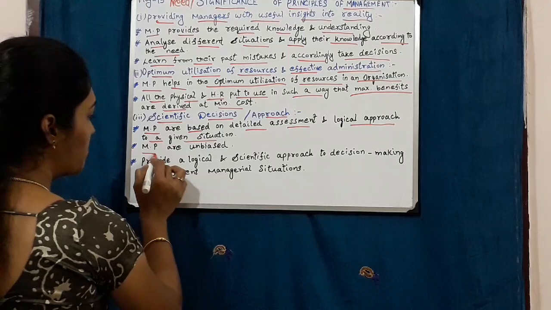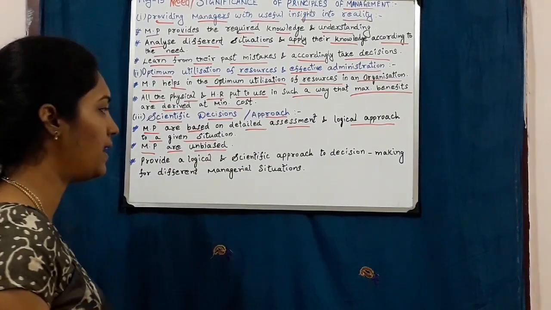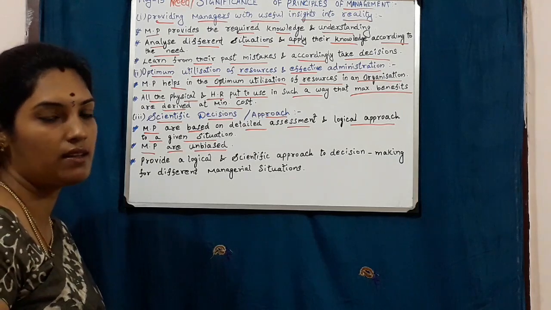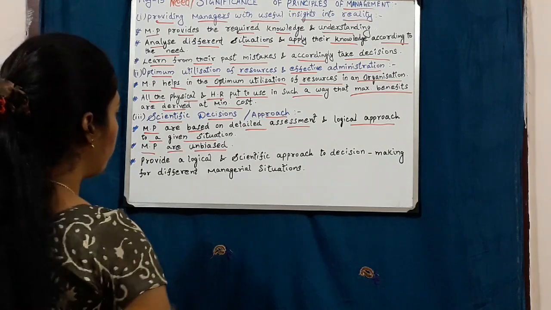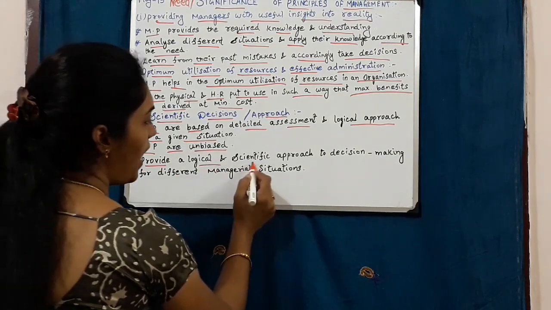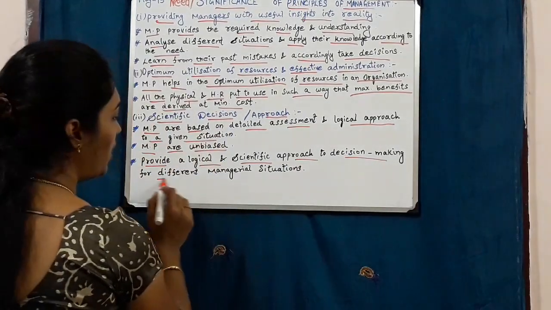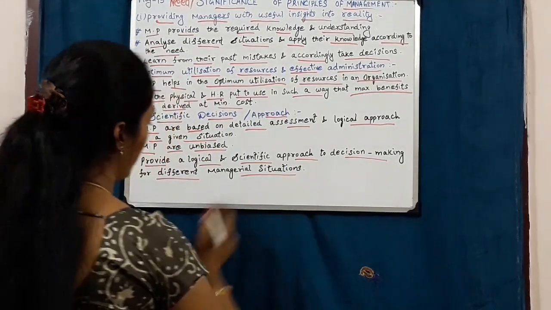And the next point is that management principles are unbiased, which means they are free from bias. Partiality will not be there in the management principles. Next point: they provide a logical and scientific approach to decision making for different managerial situations.